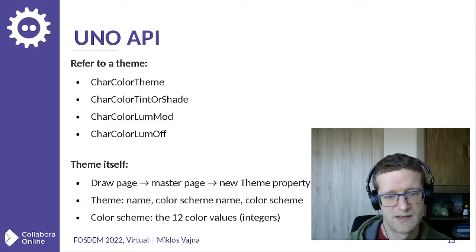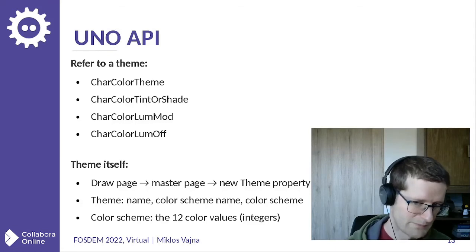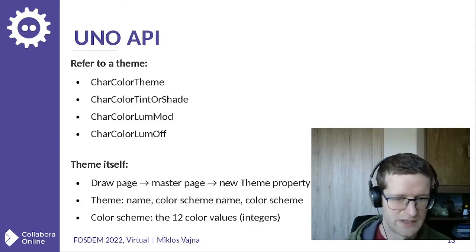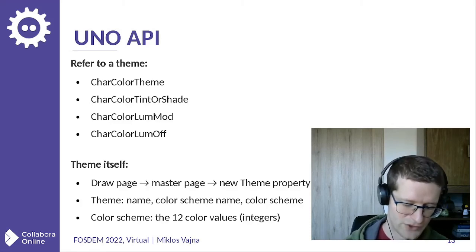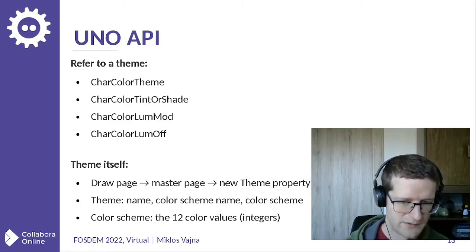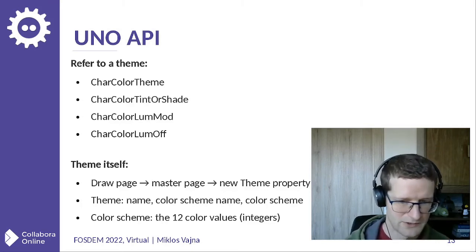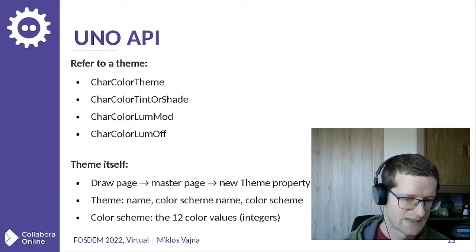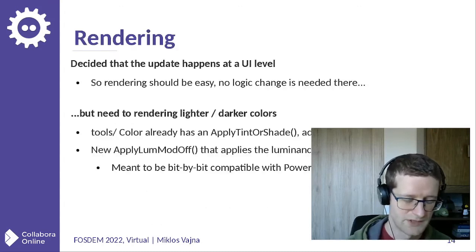For the theme itself, the draw page has a reference to the master page, and the master page has a new theme property there. And the theme is this generic property values type, which allows to provide the theme name, the color scheme name, and an actual color scheme. And the color scheme itself is a list of these 12 color values, which are basically integers.